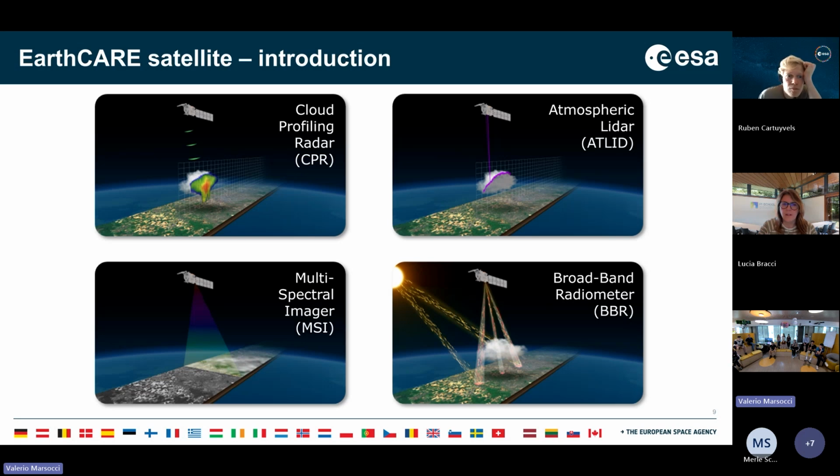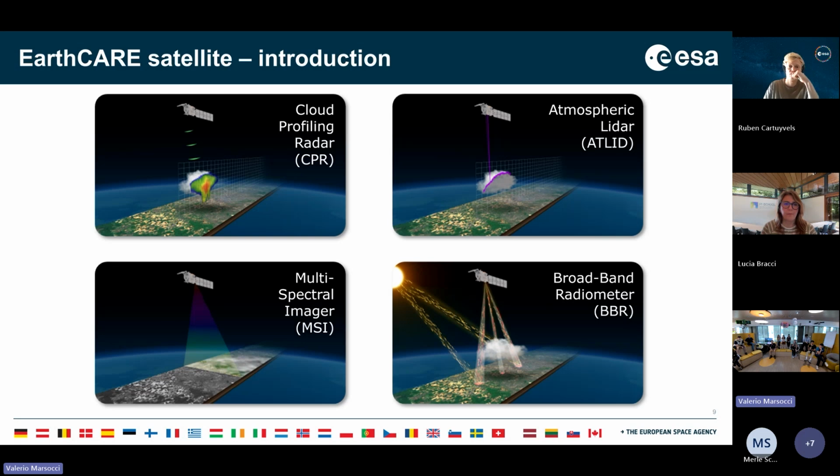Then we have the atmospheric LiDAR, ATLID, which is really good at measuring small cloud particles and aerosols and can give us good estimates about what's going on at cloud top height. Then the third one here is the multi-spectral imager, which measures radiation at different wavelengths in the visible and infrared. And it gives sort of the spatial context to what CPR and ATLID are measuring and can also give us estimates of vertically integrated values.